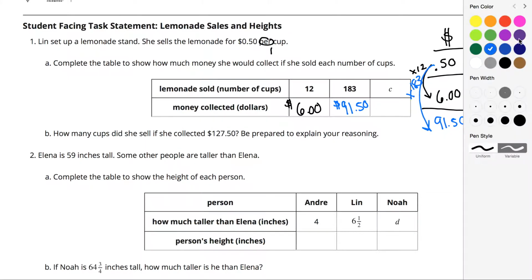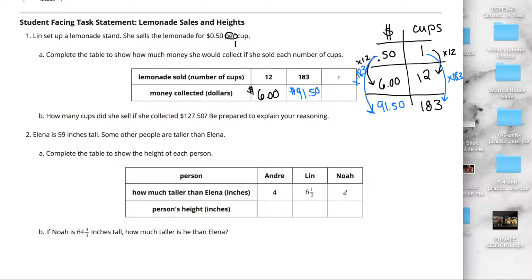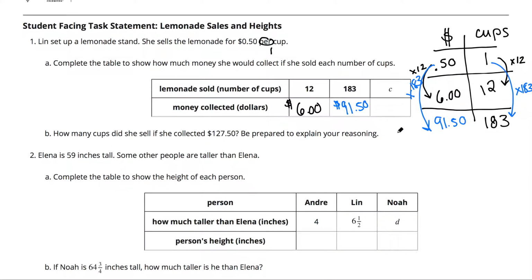Now this next one you might notice is asking us now about not a number anymore, but a variable, C. They're asking about a variable C. Now, when they start asking you about a variable, they're starting to ask you about what patterns did you see. Now, I knew that for every 50 cents, I was getting 1 cup, or for every 1 cup, it would cost 50 cents. This was my starting ratio. Then I wanted to get to 12 cups. To get from 1 to 12, I multiplied by 12.